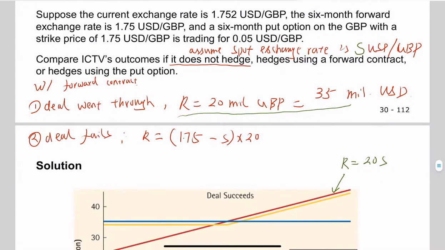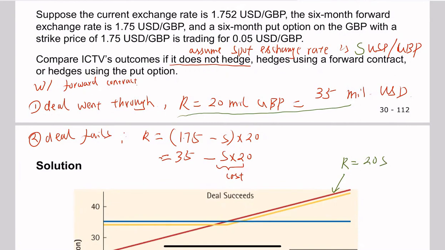So why do we get this result? Well, intuitively, you can see that the firm ICTV is obligated to exchange 20 million GBP for USD. So it will get $35 million US dollars. However, because the firm does not have British pound, there is a cost for this 20 million British pound. And the cost is determined by the spot exchange rate. So the cost of the 20 million British pound is given by the spot exchange rate times the total amount, 20 million, right? So basically this is the cost to the firm.